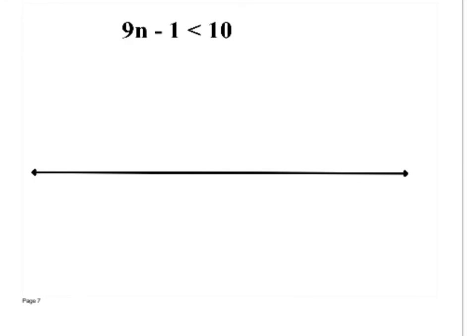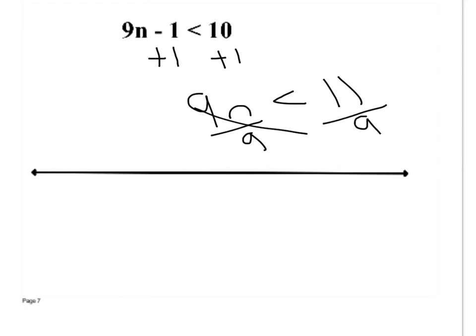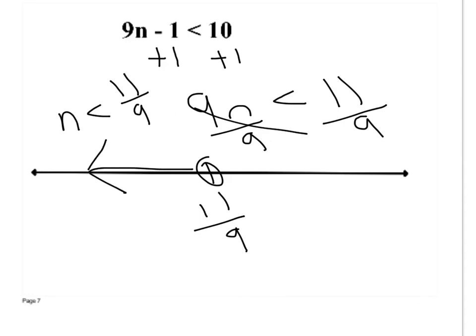Write this down. This is read as 9n minus 1 is less than 10. So we need to find what n is to make this come true. So I add 1, sorry. We do the opposite. This means 9n is less than 11. I divide by 9. So n is anything less than 11 ninths. So I put that on a number line. It's an open circle going to the left.